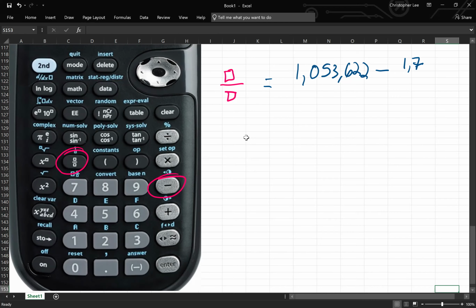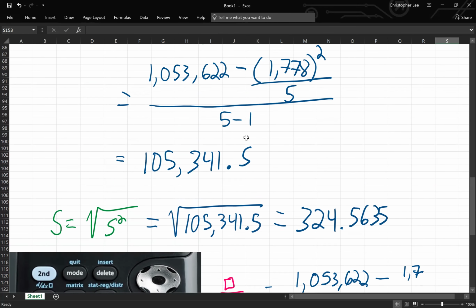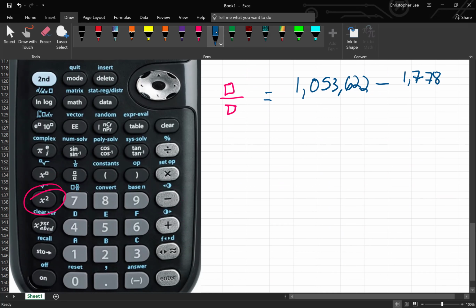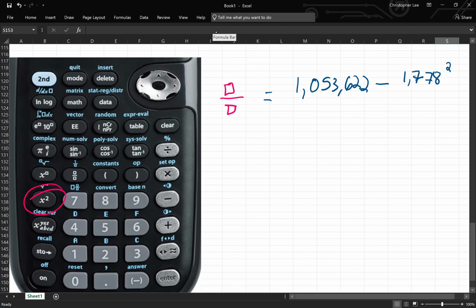Who remembers what that number was? I forgot. Yeah, 1778. Good. And then you want to square it. Here go your square button right here. See that square button? There's your square button right there. Then you're gonna want to square that, and then below it, you're gonna press down. You're gonna press 5. Then you're gonna press down again, and then you're gonna write 5 minus 1. Then you're gonna hit enter.